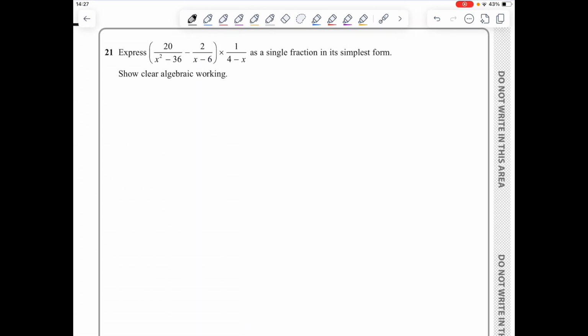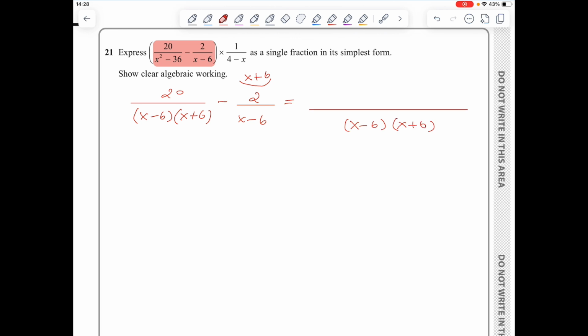For question 21, I'll start with the expression in the bracket. And I will try and simplify this. The denominator of the first fraction is the difference of 2 squares. So I can write it as 20 over x minus 6, x plus 6. The second fraction stays the same. And now the lowest common multiple is x minus 6, x plus 6. So I'll have to multiply the second fraction by x plus 6. So I will have 20 minus 2 times x plus 6.